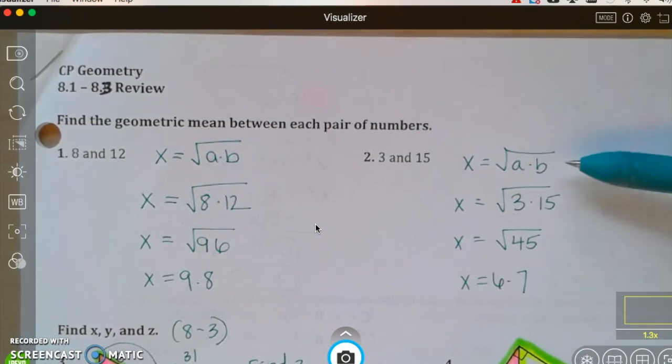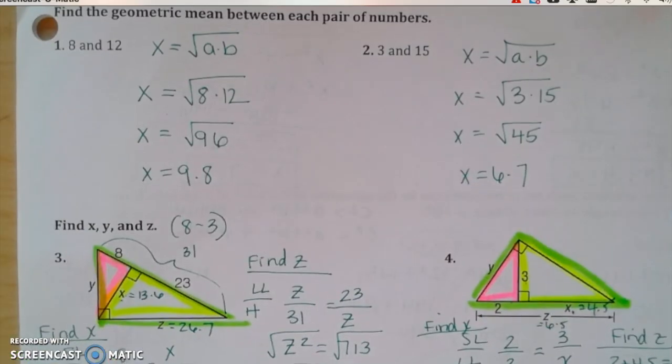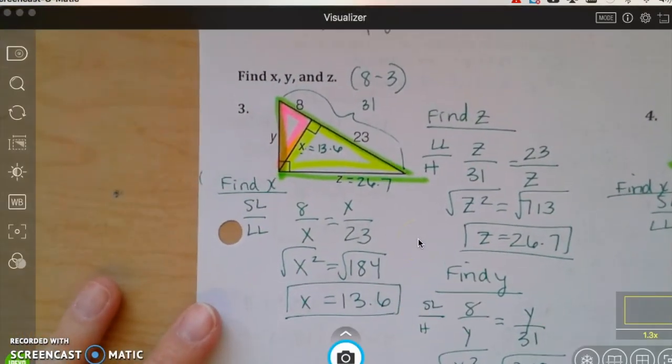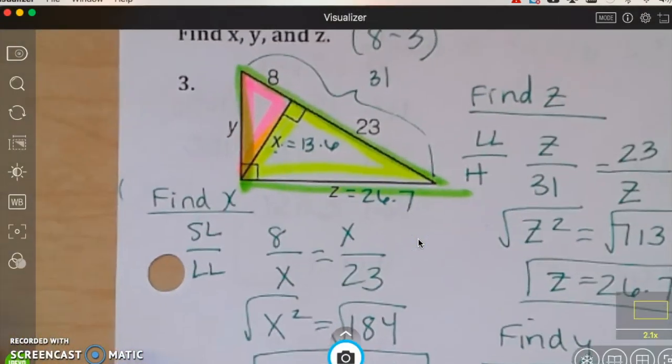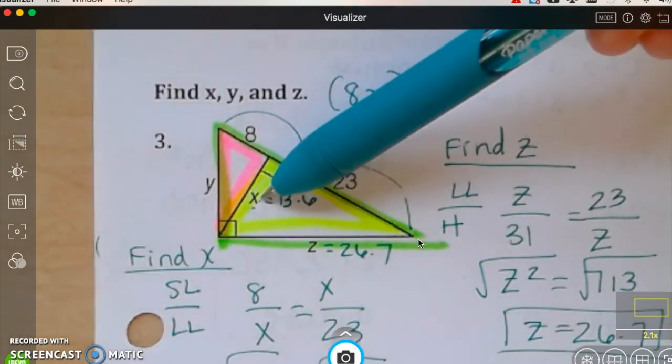I'll be doing the same thing over here for number 2. Let's move down to numbers 3 and 4. I'll zoom in on number 3 to start off. Whenever you are looking at a problem like this where you have two of your legs here and you need to find out what your altitude is, that's going to be a good place to start.